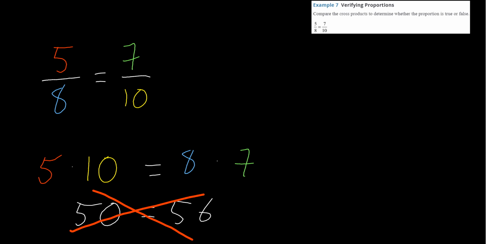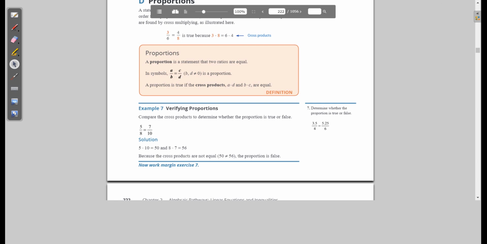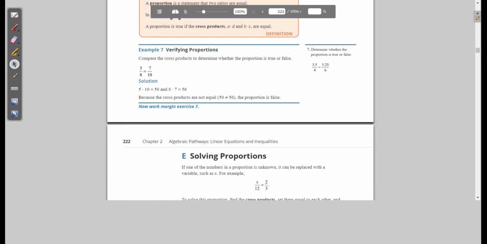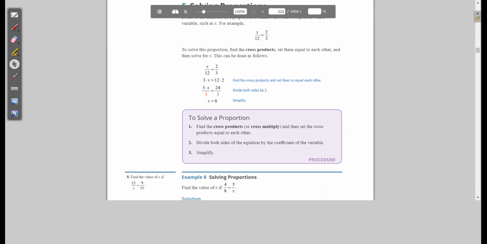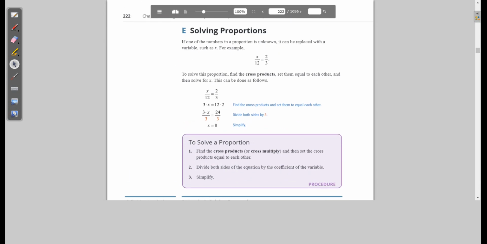And that's all you have to do with proportions. You just cross multiply. Now, there's not necessarily other ways to solve, it's just that there are other ways to see the cross multiplying, and that's what we're going to see here with solving proportions.